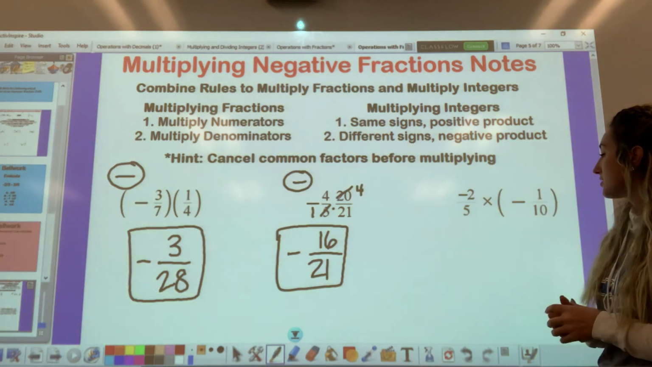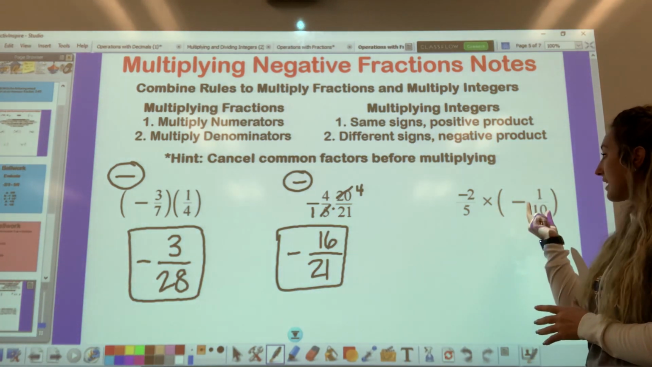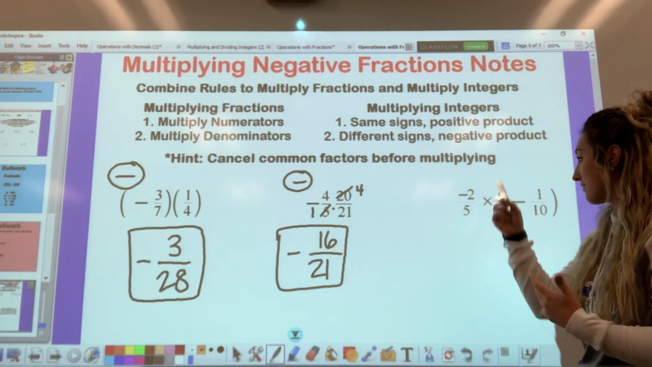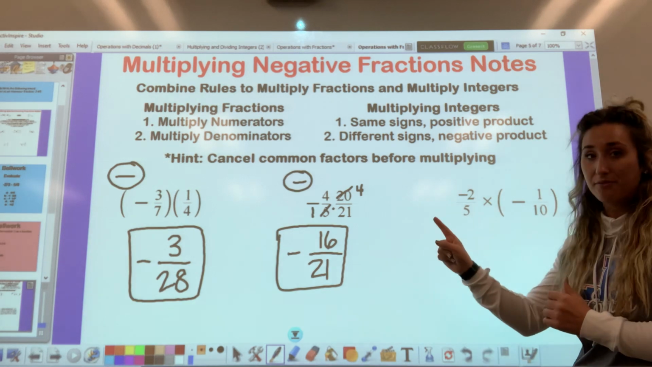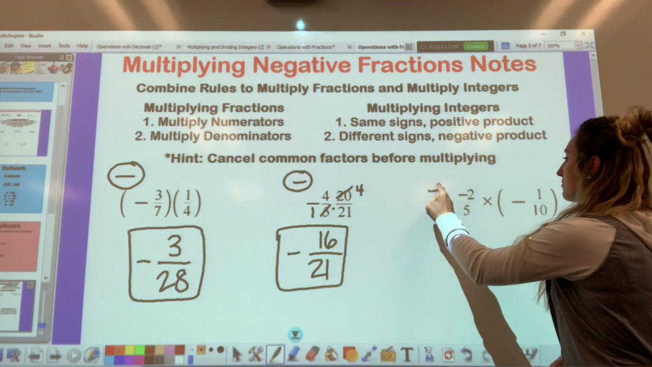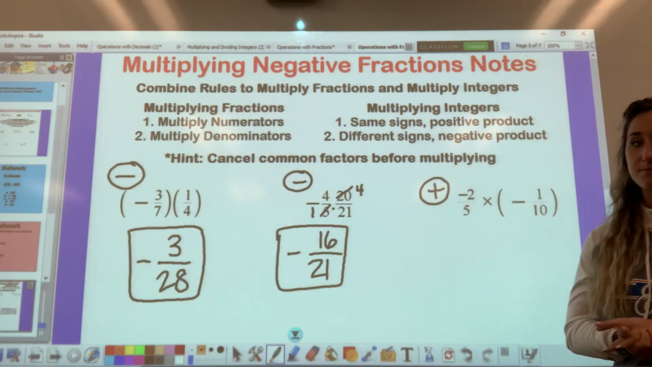All right, moving on to here, we have a negative times a negative. I know the negative sign's only in the numerator here, but remember it doesn't matter if it's in the numerator or the denominator or out front. This itself is a negative term times a negative term, which is a positive answer.